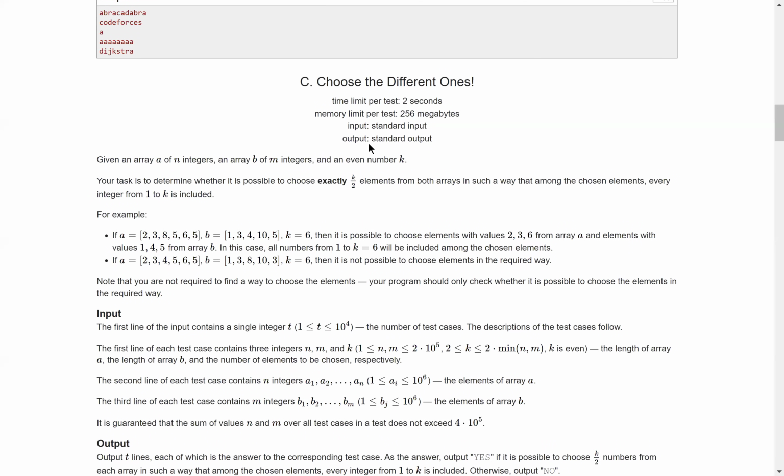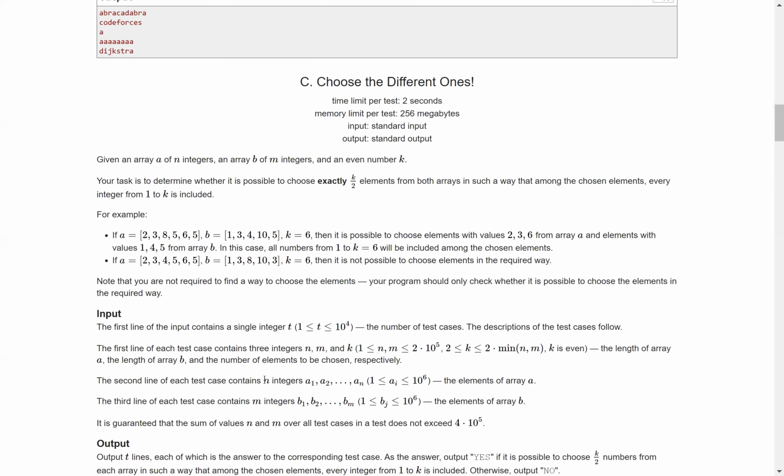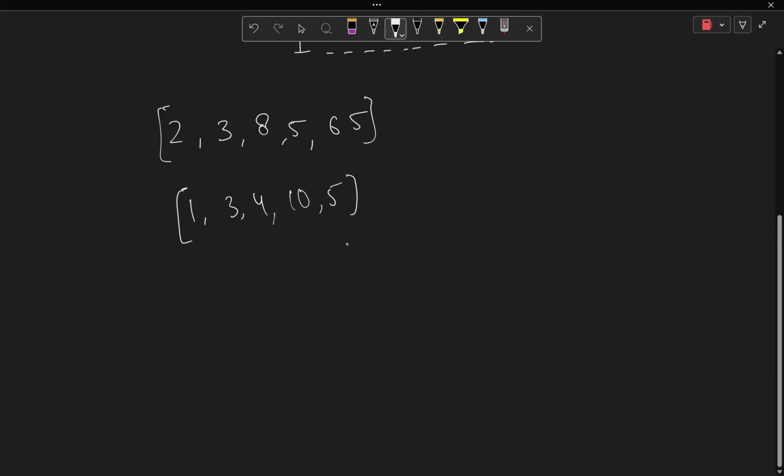What could be the rating of this question, the C problem? Probably 1200, something like that. I guess 1200, 1300. Not even 1300, I guess. 1100, 1200 should be, I guess.